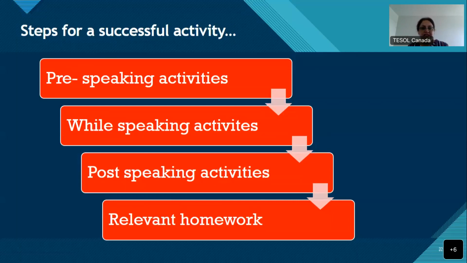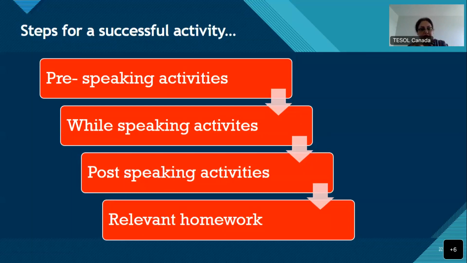So what is the activity? It should be very clear. Ask them some questions to check that they understand the instructions, ICQ, instruction checking questions. And put them in pairs, groups, or maybe the whole class. It depends on the activity. Give them time to practice. So that was pre, then we get to while.